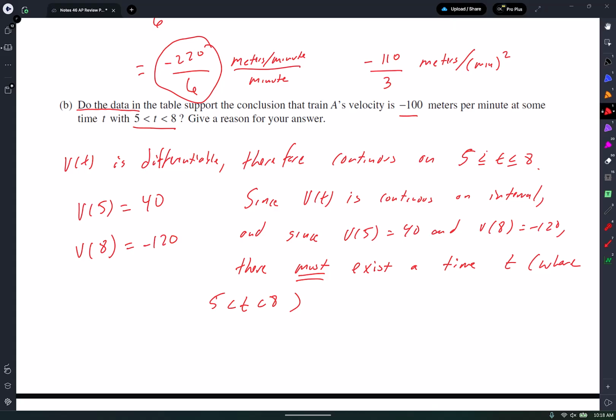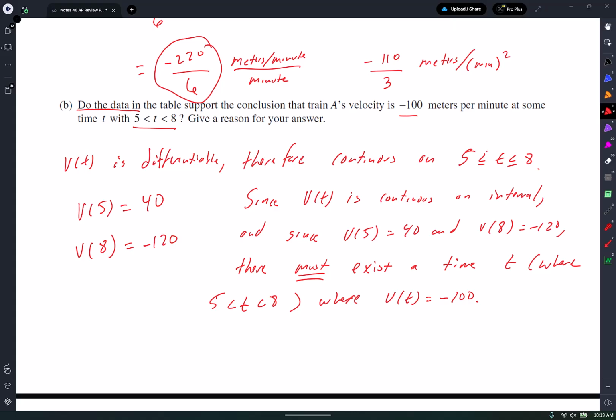There must exist a time t where v of t equals negative 100. And let's read it to see if it makes sense. Since v of t is continuous on the interval and since v of 5 is 40 and v of 8 is negative 120, there must exist a time t where t is between 5 and 8, where v of t is negative 100. Does that make sense to you? Because it's continuous, it must cross v equals negative 100. And we know it's continuous because velocity is differentiable. Correct.